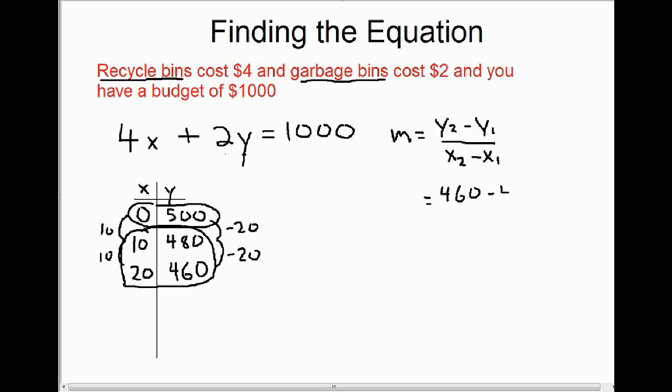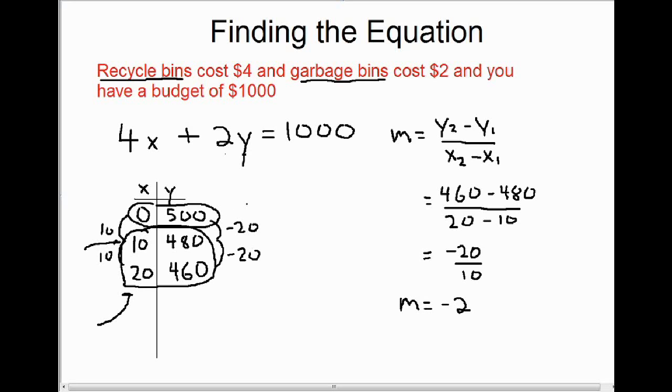So 460 minus 480. Since that's the direction I went in the numerator, I have to go in the same direction for the denominator. So my second x value is 20, and my first x value there is 10. And that's again just using these two coordinates here, 20, 460, and 10, 480. Well, when we simplify that, 460 minus 480 is negative 20, and 20 minus 10 is 10. So negative 20 divided by 10 is negative 2. So we've got our slope of negative 2.